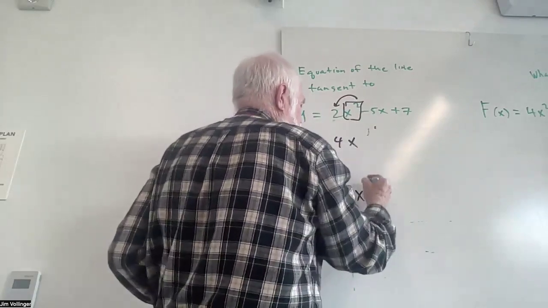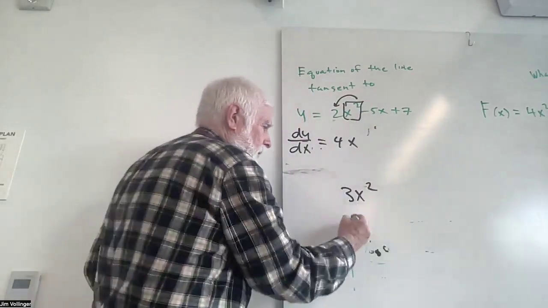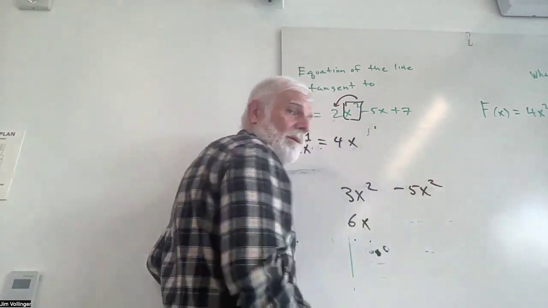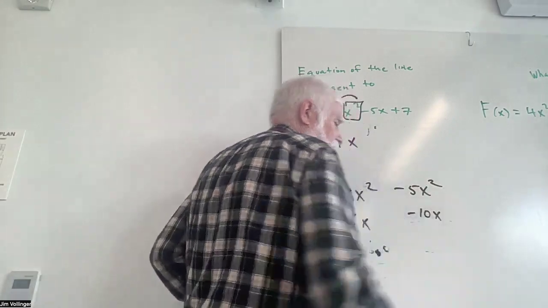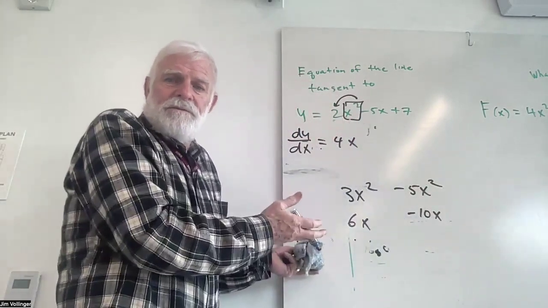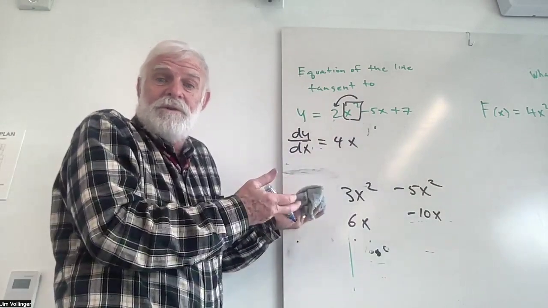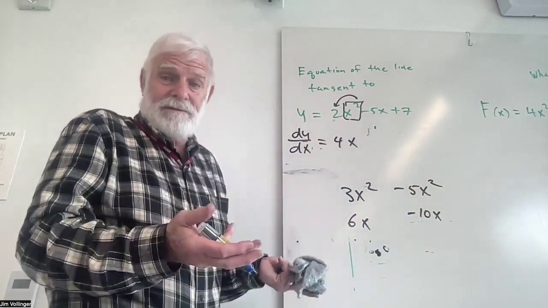quadratic. What would the rate of change of this quadratic be? I hope you say 6x. What would the rate of change of this quadratic be? I hope you say minus 10x. So now when you look at a function, you not only know where the vertex is, where the y-intercept is, but you also know how things are changing.